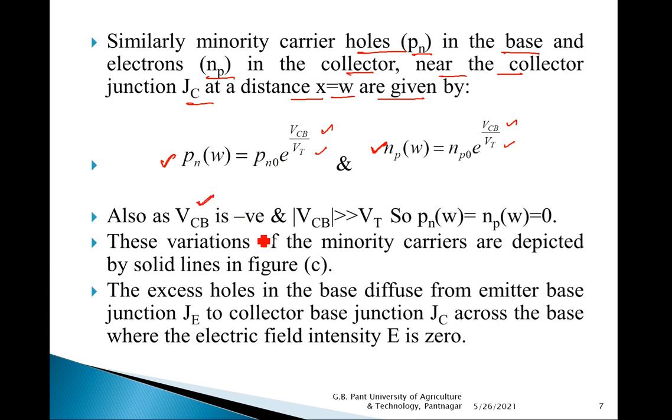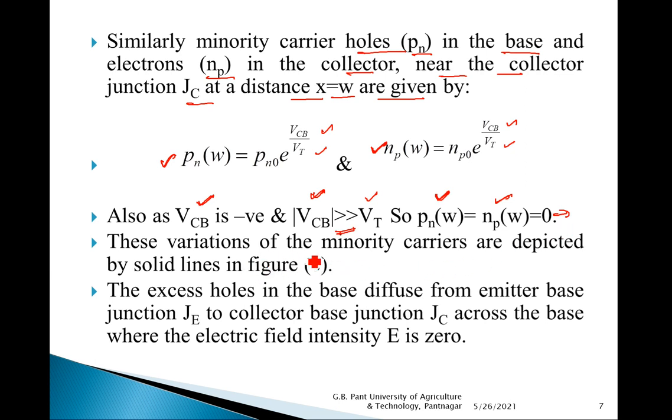We know that this VCB is negative, because the junction JC is taken in reverse bias conditions, and the absolute value of VCB is very high as compared to the thermal equilibrium voltage. So what will happen? Because of this relationship, the hole concentration Pn(W) at a distance W from junction JE, near the junction JC, and the concentration of electrons will simply reach the value 0.